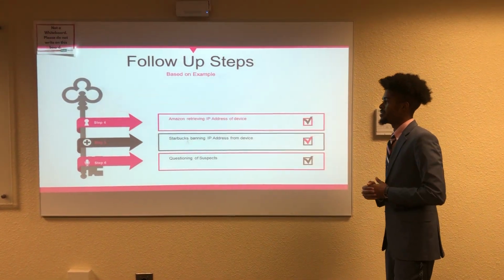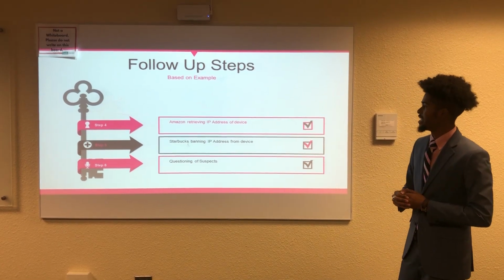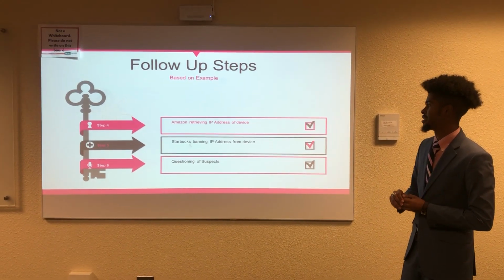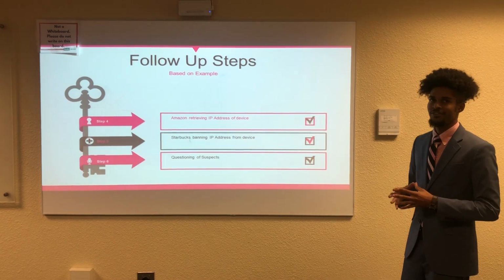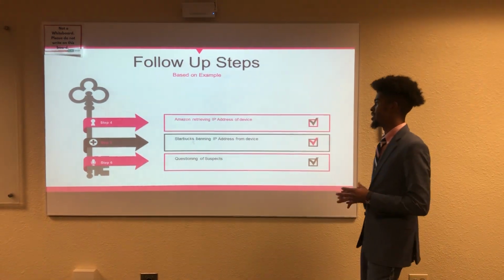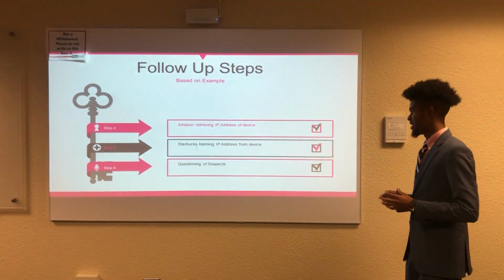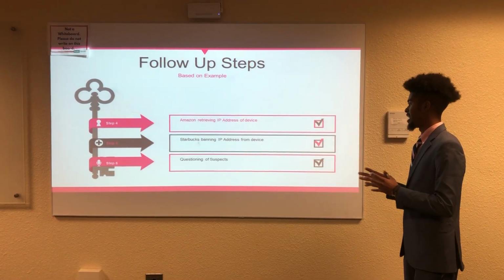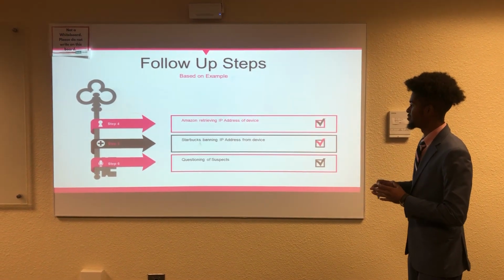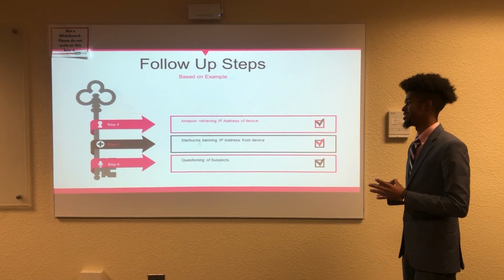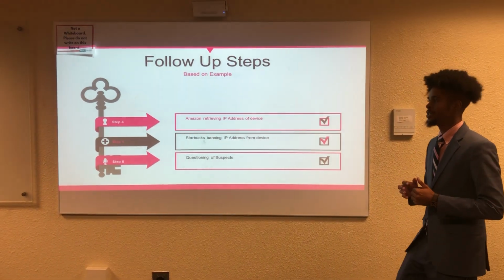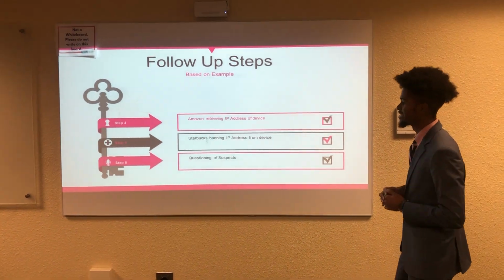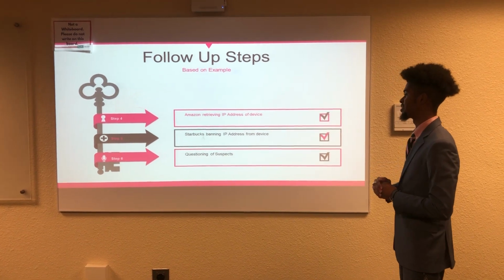There are some follow-up steps that they can do. Amazon can retrieve the IP address of the device from Starbucks, and they can ban it, so they can make sure that nobody is ever using that again. Another thing they can do, Starbucks can ban the IP address of that device to make sure they don't come there to do any fraudulent stuff. And like I said earlier, the questioning of the suspects.